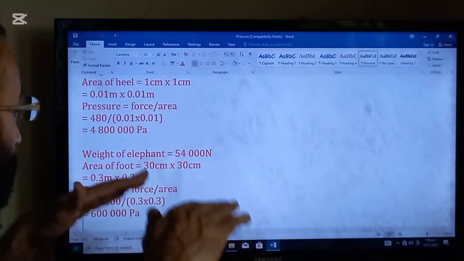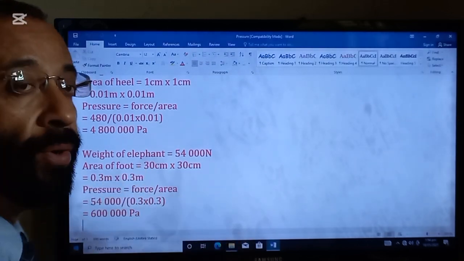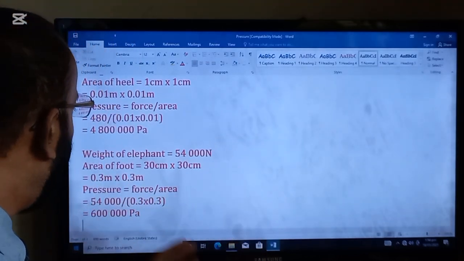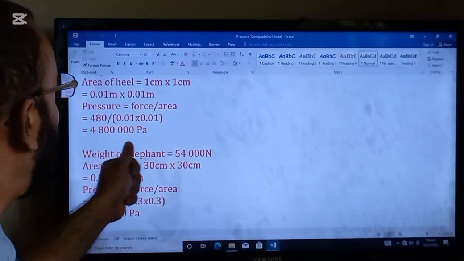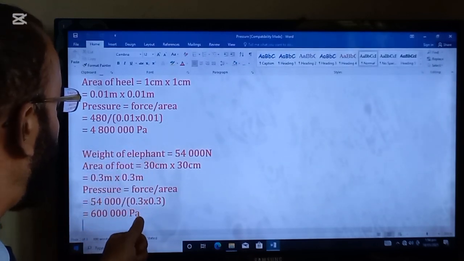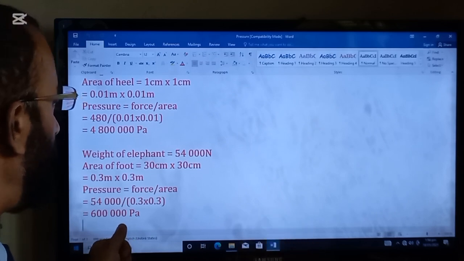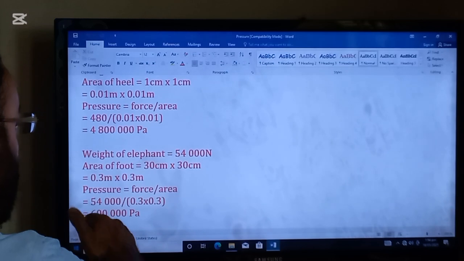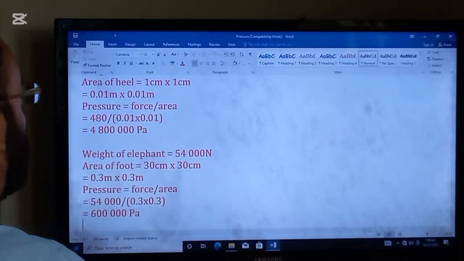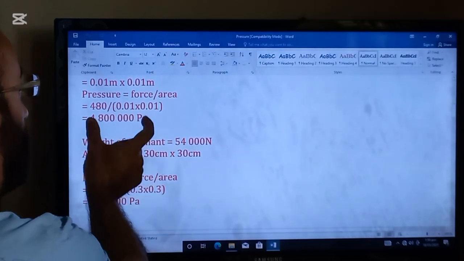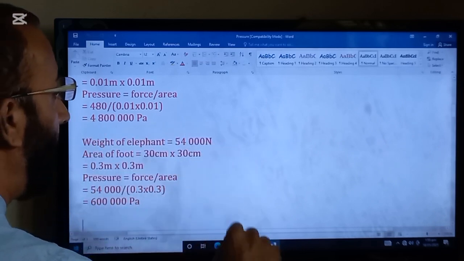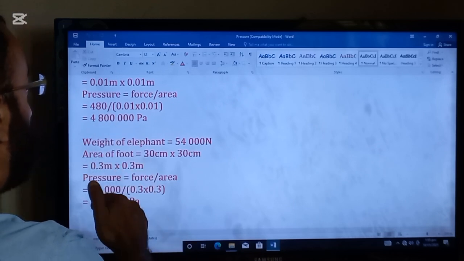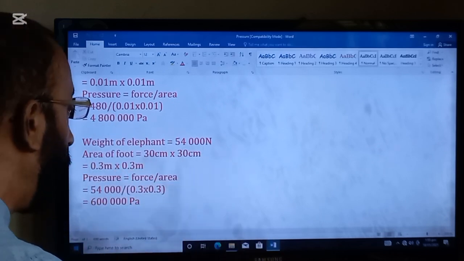If you can see the pressure exerted by a woman that is only 48 kg on the dance floor or anything is 4,800,000 pascals, whereas the pressure exerted by an elephant when putting all weight on 1 foot is 600,000 pascals. So 6 8s are 48. So almost a woman's pressure wearing a stiletto heel, putting all weight on 1 foot, is almost equal to 8 elephants putting all weight on 1 foot.